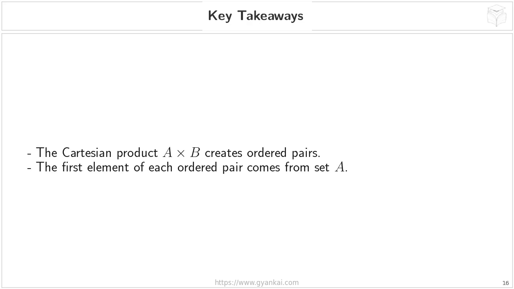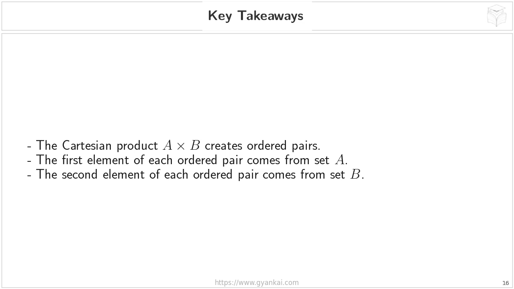Now, how do we build these pairs? Well, the first element within each of those ordered pairs always comes from set A, so you pick an element from it to start your pair. And naturally, the second element of each ordered pair comes from set B. You're completing the pair by choosing an element from B.